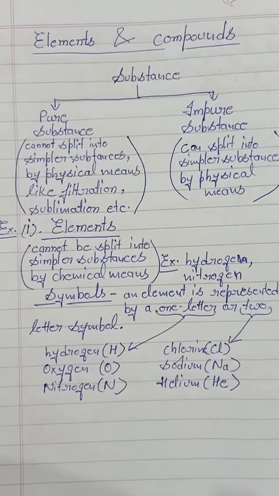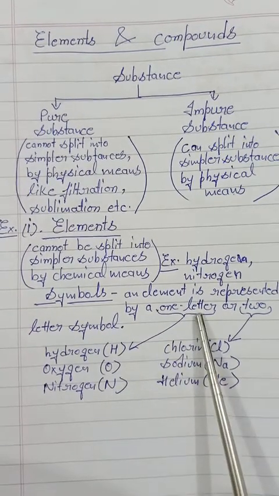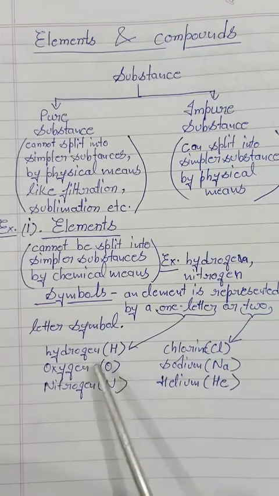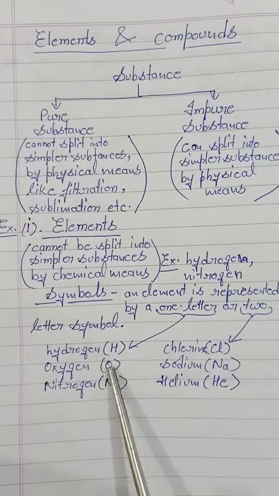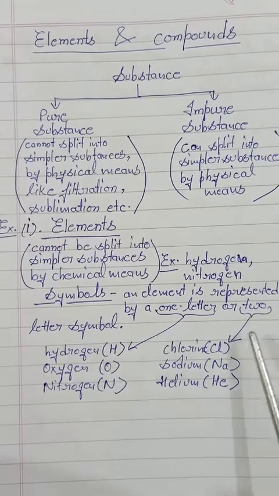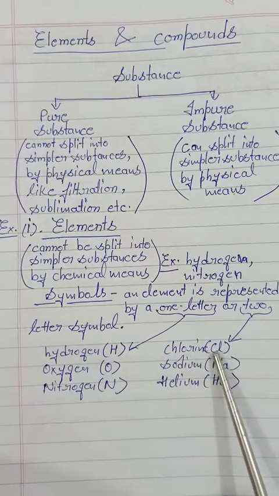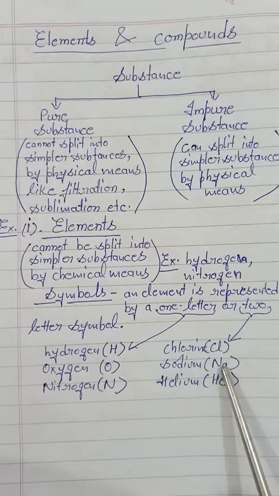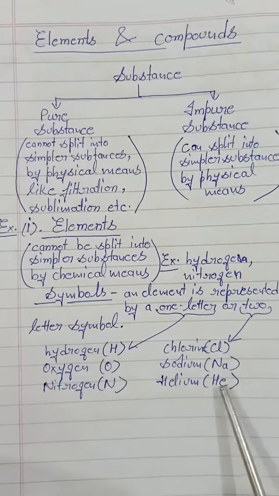For example, for a one-letter symbol you can pick: hydrogen is represented by H, oxygen by O, nitrogen by N. For a two-letter symbol you can pick: chlorine is represented by Cl, sodium by Na, helium by He.